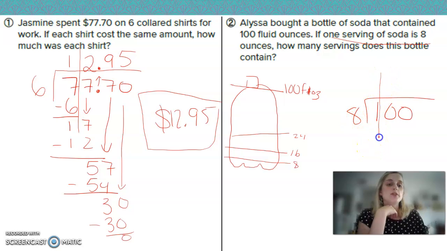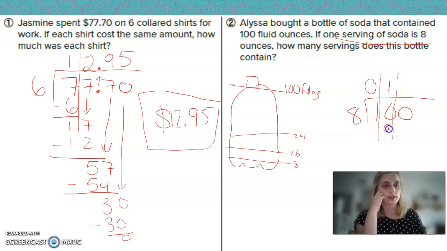If you have 1 fluid ounce, can you make a group of 8? No, that's not enough. So you're going to put a 0 right here. If we have 10 fluid ounces, can you make a serving of 8 fluid ounces? Yes. Can you make 2 servings of 8 fluid ounces? No, just 1. And you're going to have 2 fluid ounces left over. Bring down your 0. If you have 20 fluid ounces, you can make 8, 16, 24, no, 24 is too big, 2 servings. That is 16, subtract, that leaves you with a remainder of 4.